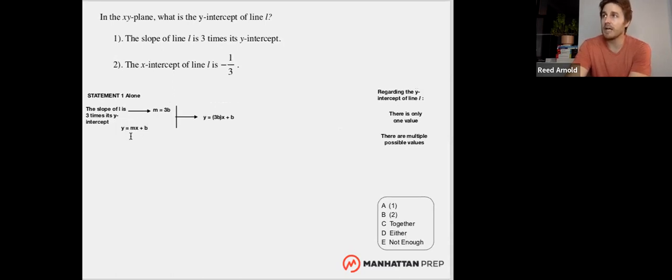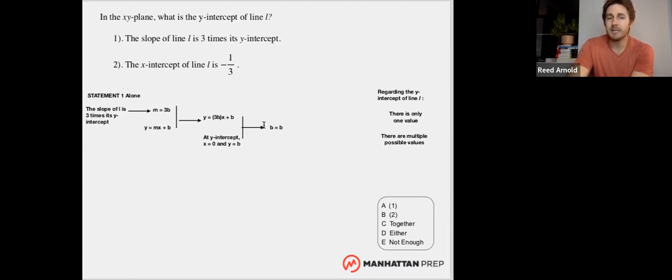This is the equation of a line relating the points on the line to its slope and y-intercept. If you need to review that, check out the resources out there for coordinate plane geometry. But if the slope is 3 times the y-intercept, I can put that into the equation. I can say that y equals 3bx plus b. And since I want to know the y-intercept, I know that's where x is 0. That's the definition of y-intercept. And y is the y-intercept, y is b. So I can plug in 0 for x and b for y.